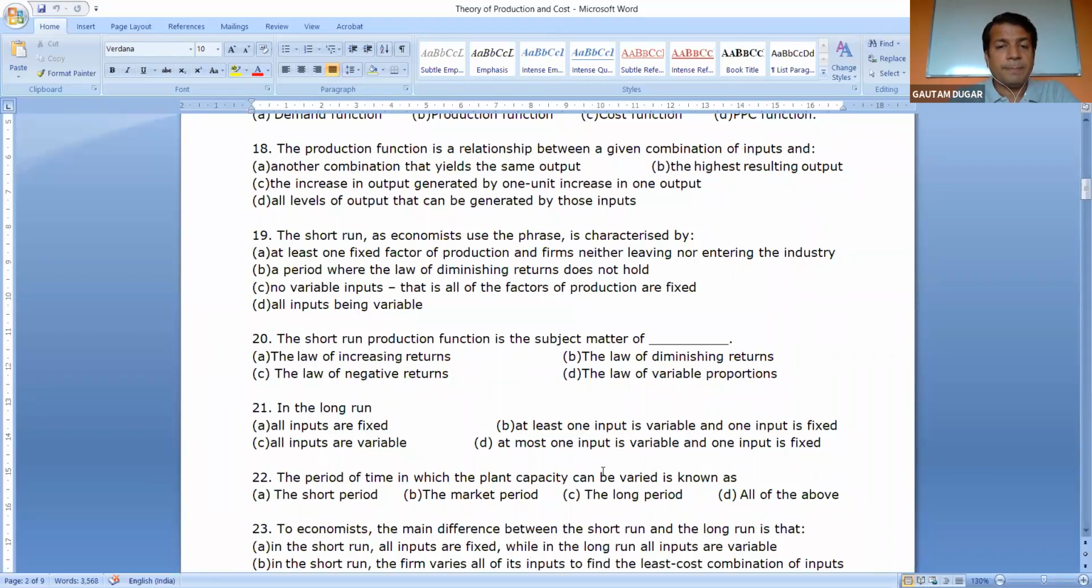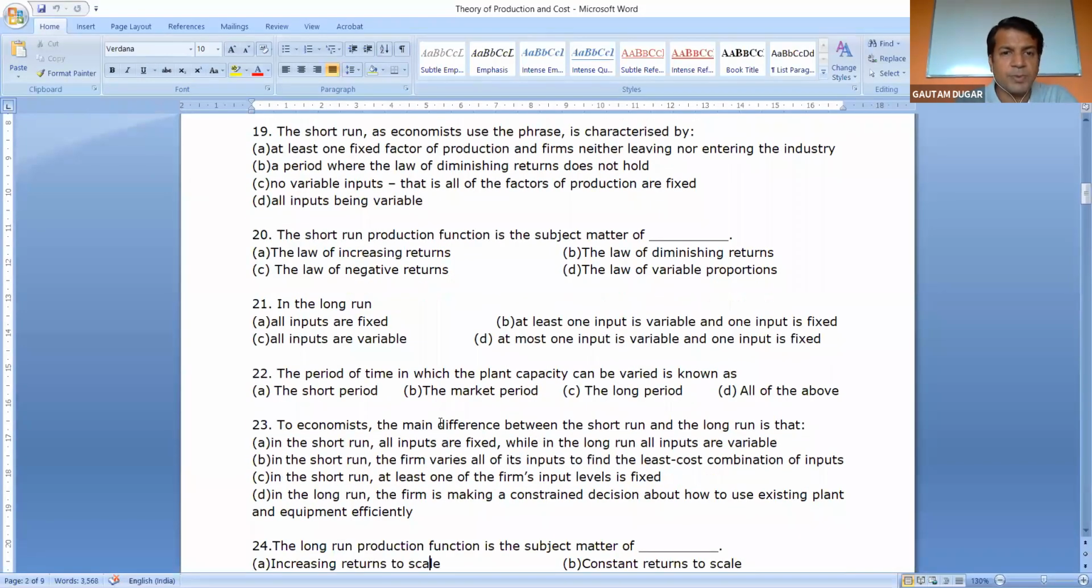So the short-term production function of the law of variable proportion covers three stages showing the technical relationship, the trend of increase in output with the increase in the variable factor over a fixed factor of production. So it's a law of variable proportion. Answer 20. In the long run, we know all inputs are variables. 21C is the correct answer. 21C is correct. Good response coming up. Very quick responses.